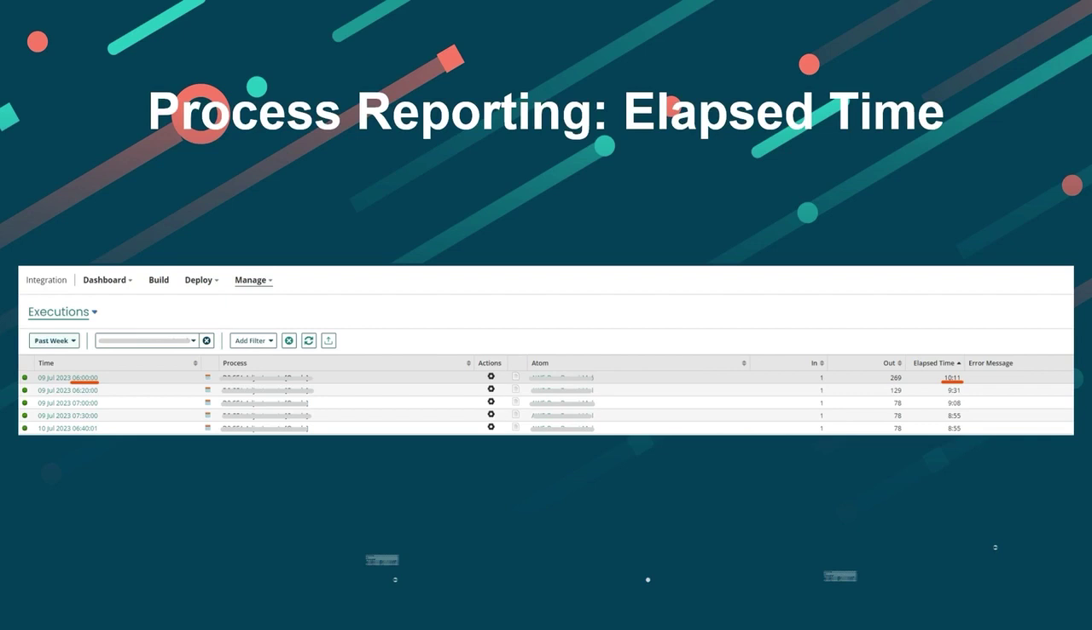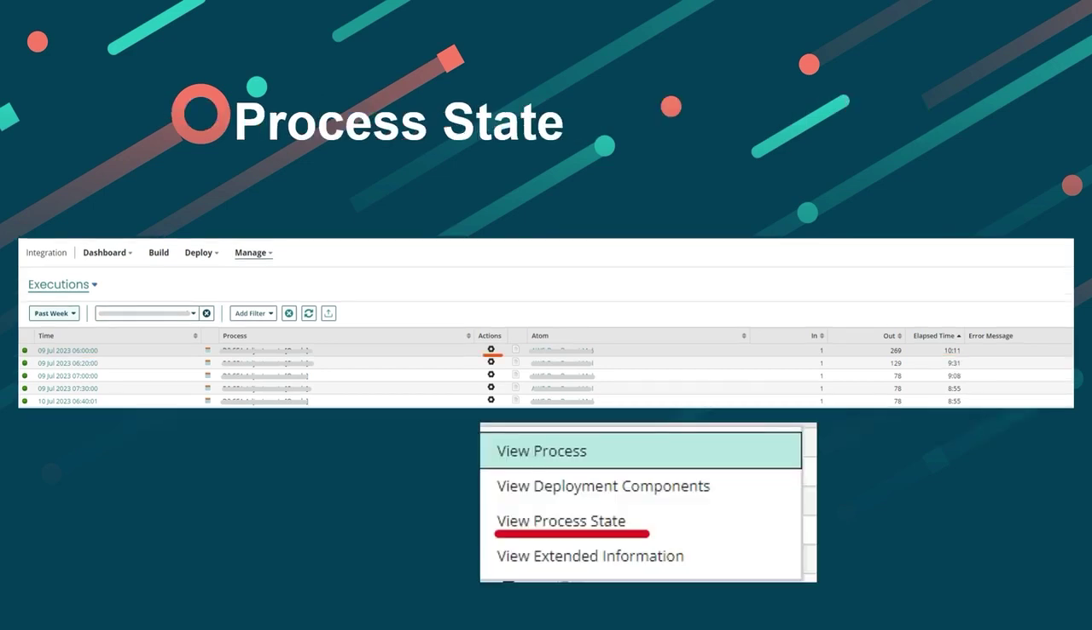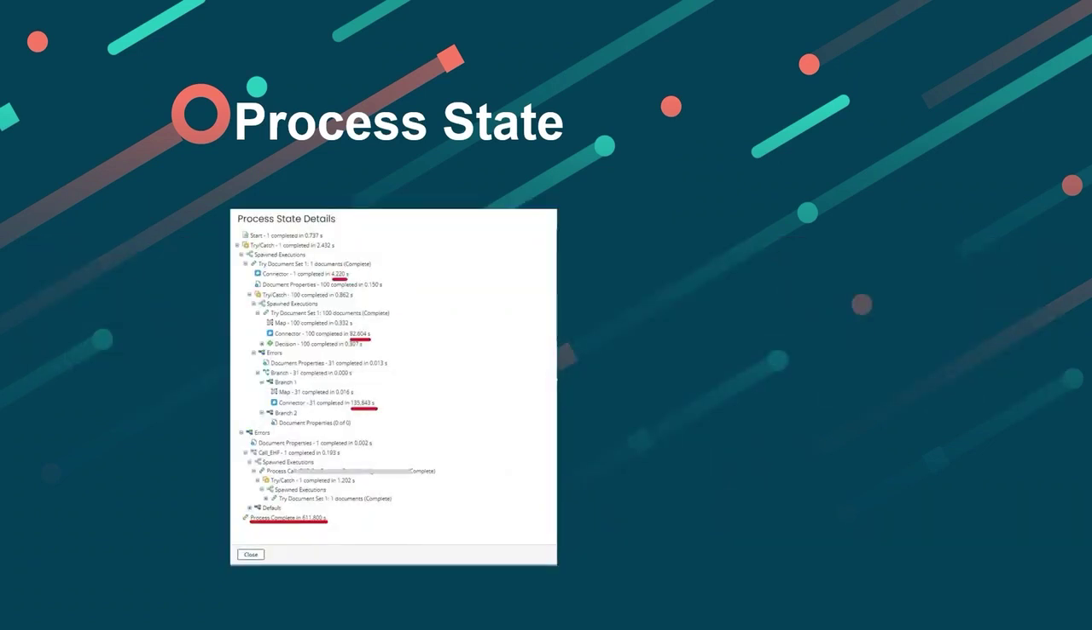We then will look into the breakdown of that 10-minute and 11-second execution. Checking process state is often overlooked, but very powerful in understanding timing in the process. To see process state, click on the actions wheel of an execution and then select process state. Process state provides a quick visual reference for what shapes ran and the time it took a step to execute. Although, if you have a complex or highly branched process, this may not be the best format to investigate timing. But for this execution, you can see that connectors take the longest to execute.